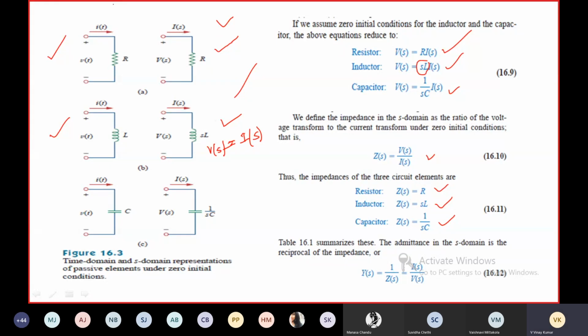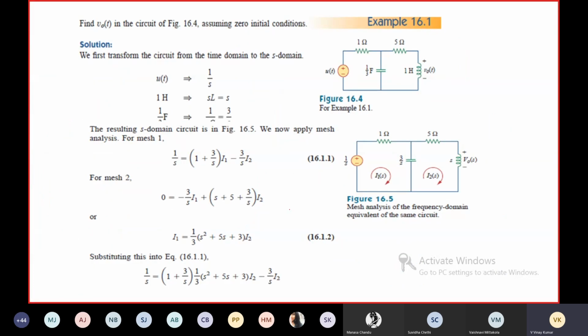Okay, all are circuit models, with zero initial conditions. You know, right? What is admittance? Admittance is the reciprocal of impedance. Now let us go through this problem.